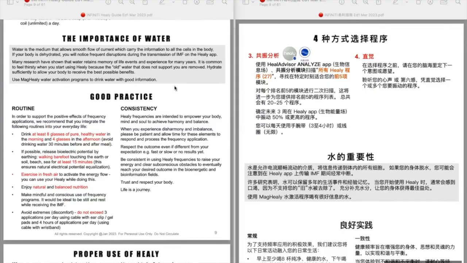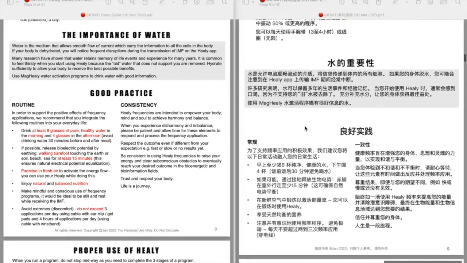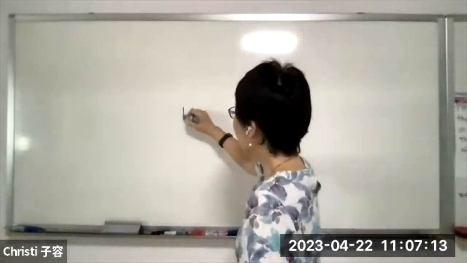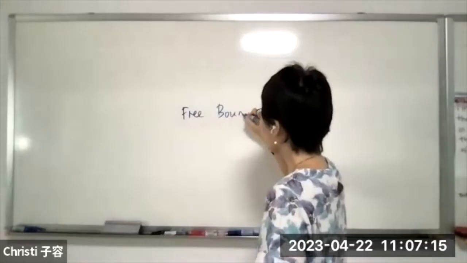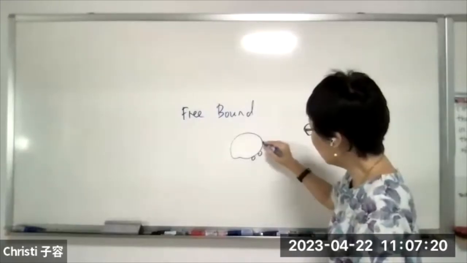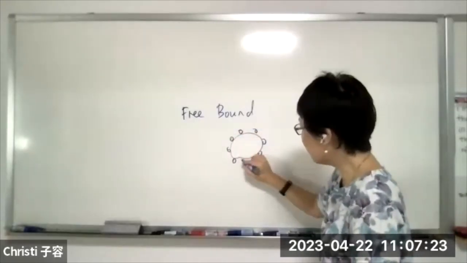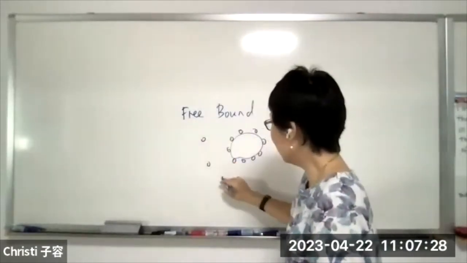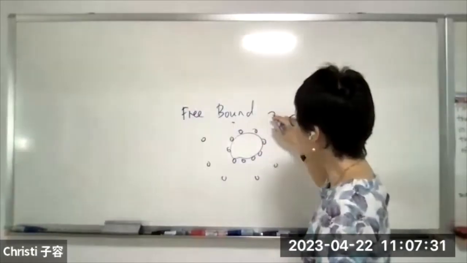Okay, now I would like to bring your attention to the importance of drinking water. There are two types of water. One type of water is called free water, and the other type is called bound water. So bound water means, if this is your protein, the water surrounds your protein. This is called bound water. It cannot move. The free water are those that are free to move.